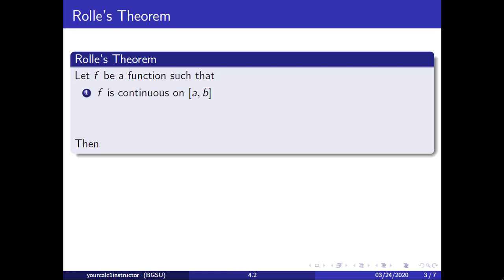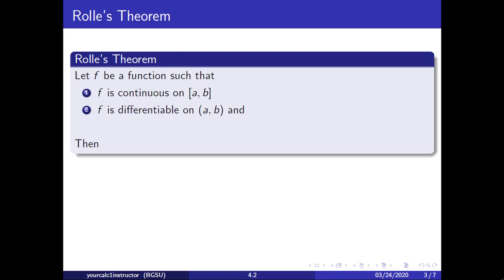The first result we will talk about is Rolle's theorem. To apply Rolle's theorem, we need a function f that satisfies these three properties. One, that f is continuous on a closed interval from a to b, that there are no gaps or breaks in f on that interval, so its graph can be drawn without lifting your pen.